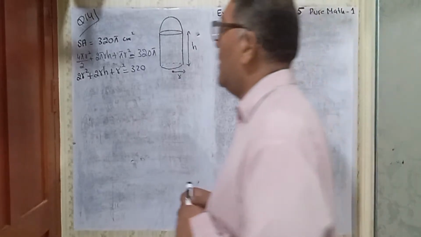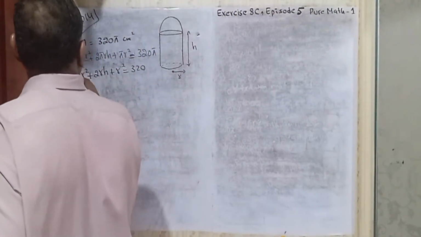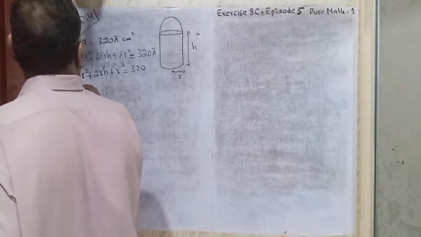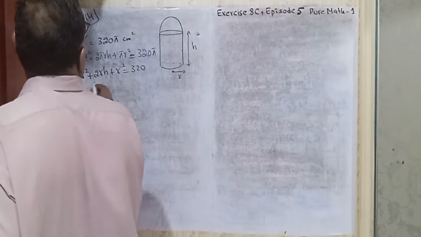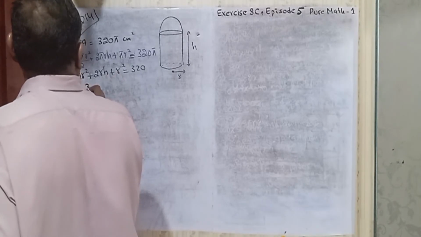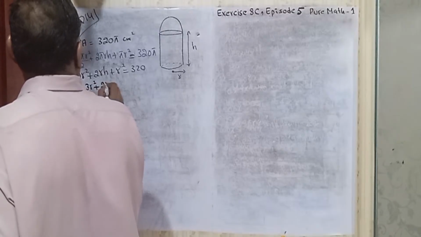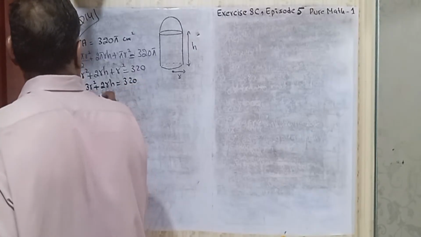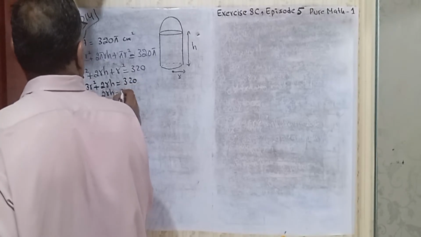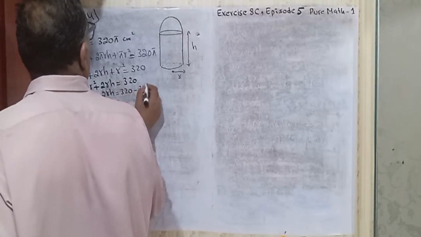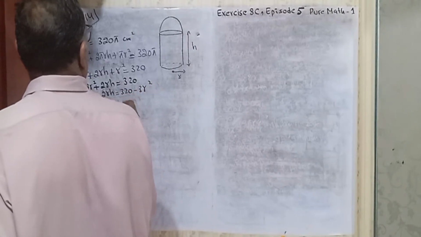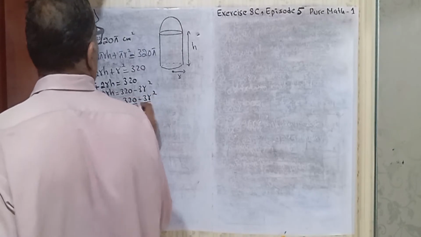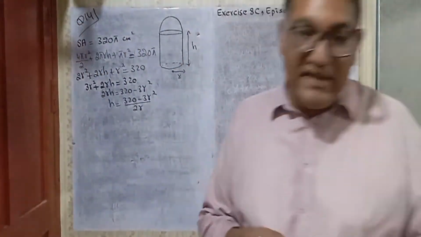Now you can add the like terms. So this will be 3r square plus 2rh equals 320. I want this h to be alone. So 2rh is 320 minus 3r square, and h will be equal to 320 minus 3r square divided by 2r. You see, I have made h alone.